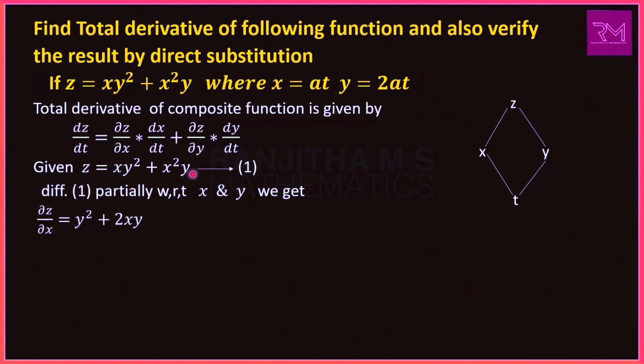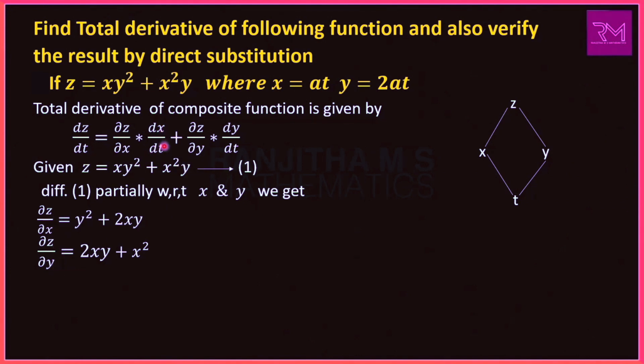z is equal to x y square plus x square y. We differentiate z with respect to x partially, which means we treat y as constant. So y square is as it is into differentiation of x, which is 1, plus differentiation of x square is 2x into y, where y is constant. This is our del z by del x value. Similarly, to obtain del z by del y, we treat x as constant, that is x into differentiation of y square, which is 2y. Hence we can write it as 2xy plus x square is constant into differentiation of y, which is 1. This is our del z by del x and del z by del y value.